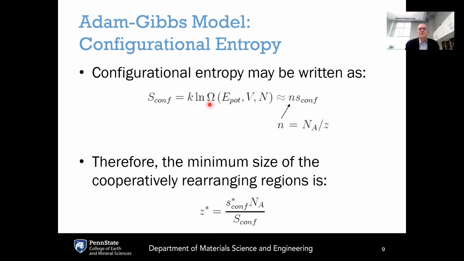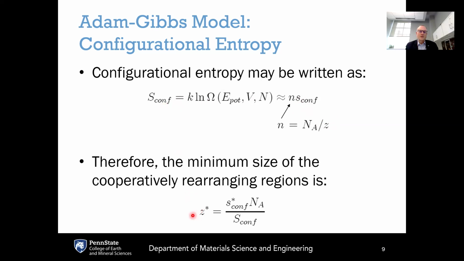Following the assumptions in the Adam-Gibbs model, each cooperatively rearranging region is assumed to flow independently of the other cooperatively rearranging regions, and therefore the total system can be written as a summation of each of the subsystems, where each subsystem is a cooperatively rearranging region. If the configurational entropy of a single cooperatively rearranging region is little s config, then we multiply that by the number of regions, little n, which is related to Avogadro's number, or whatever the size of the system is, divided by Z, the number of atoms in a particular region. So this is what gives us the overall configurational entropy of the system.